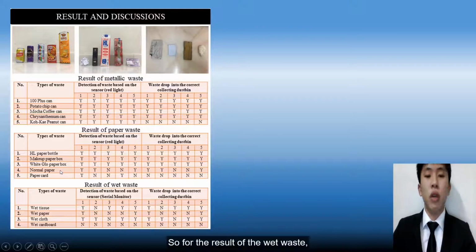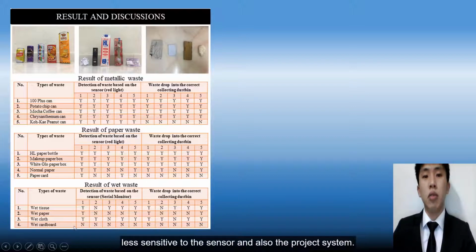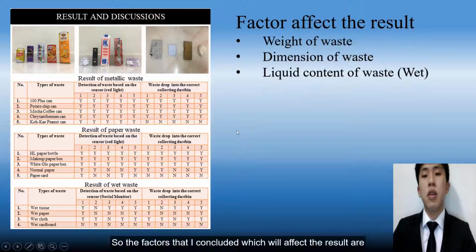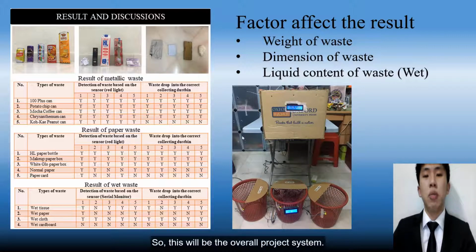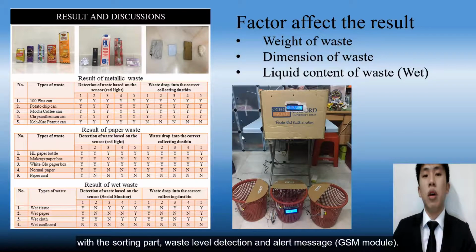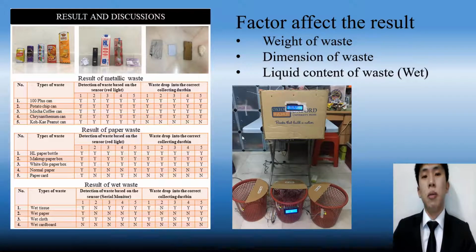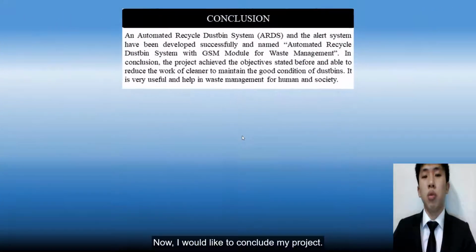So for the result of the wet waste, I am showing the wet cardboard is less sensitive to the sensor and also the project system. This is because the liquid content is low. So the factors that I conclude will affect the result are the weight, dimension, and liquid content of the waste. So this will be the overall project system. So I can conclude that the project is developed successfully with the sorting part and also the waste level detection or the alert message part. So now I would like to conclude my project.